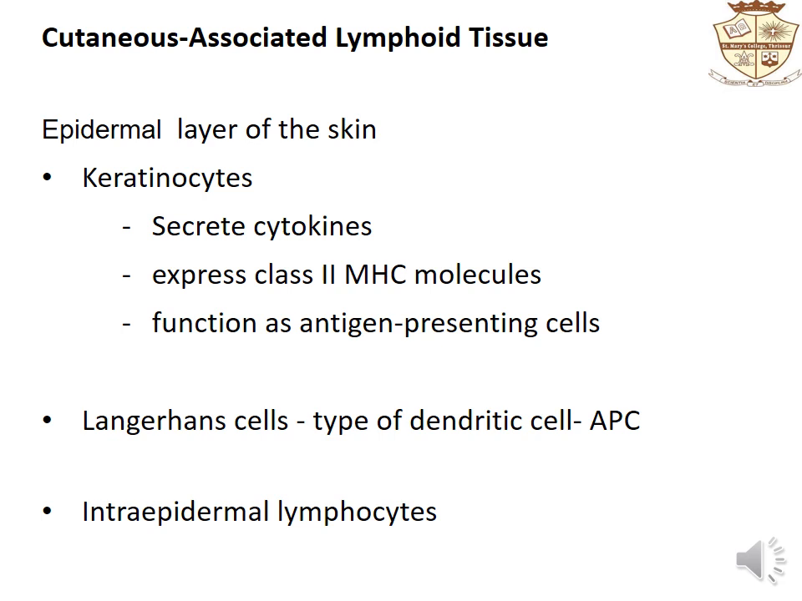The Langerhans cells are also antigen-presenting cells. They can engulf or internalize antigen by phagocytosis or endocytosis and can present the antigen to T helper cells, thereby activating them. The epidermis also contains intraepidermal lymphocytes.